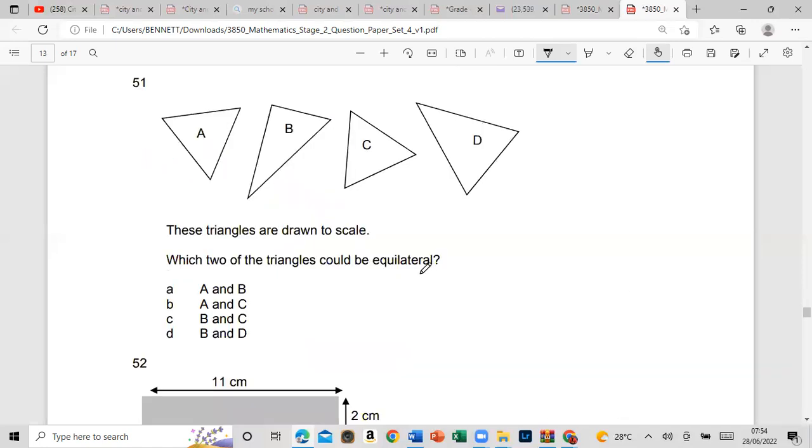These triangles are drawn to scale. Which two triangles could be equilateral? And that is this and this. So A and C.